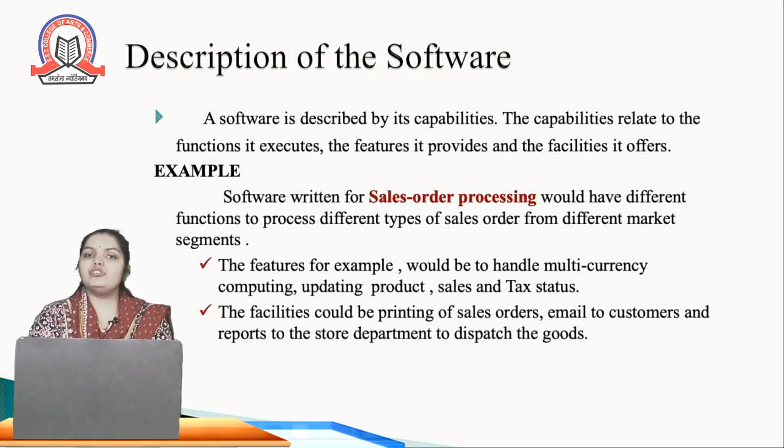Next is the description of software. Software describes the capabilities related with the functions it executes, the features it provides and the facilities it offers. For example, any software written for sales order processing would have different functions to process different types of sales orders from different market segments. The features, for example, would be to handle multi-currency computing and updating product sales tax status, and the facilities could be printing the sales orders, emails to customers and reports to the store department to dispatch the goods.